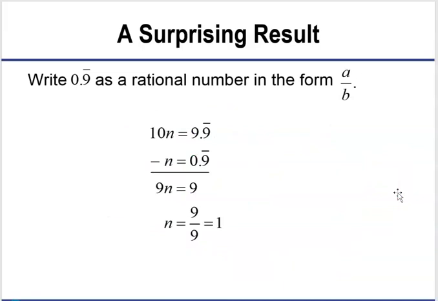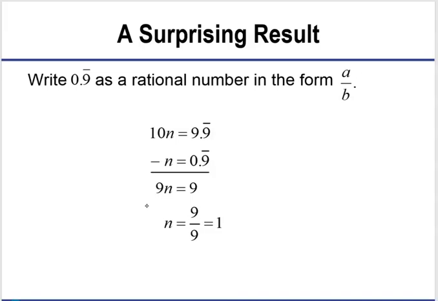So 10n times 9 repeating, you subtract the original equation. They used n's instead of x's. Is that okay? Oh, absolutely. So that gives you 9n equals 9, divide both sides by 9, and you get n is equal to 1. And again, the surprising result is that 9 repeating forever is actually the number 1.